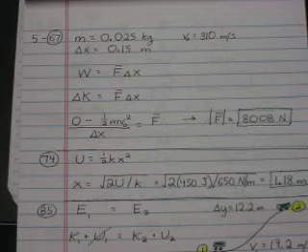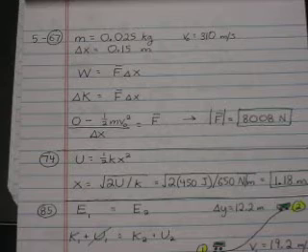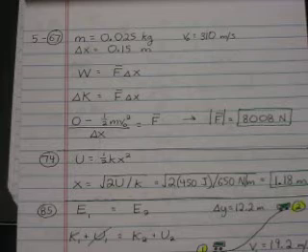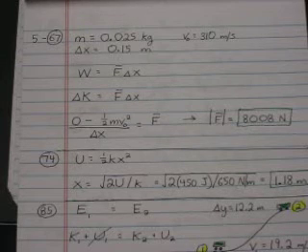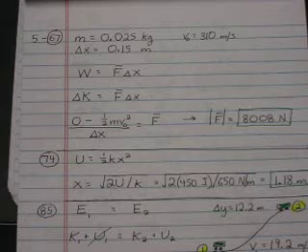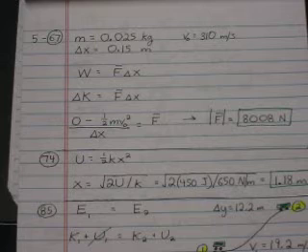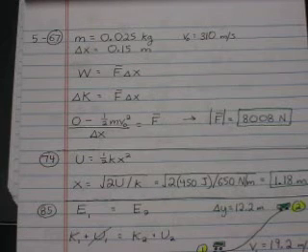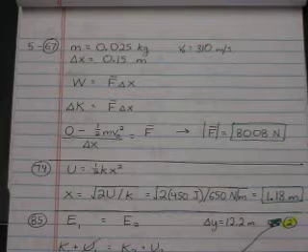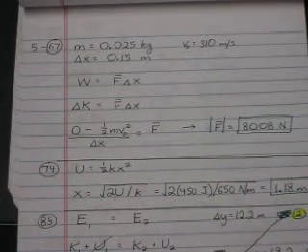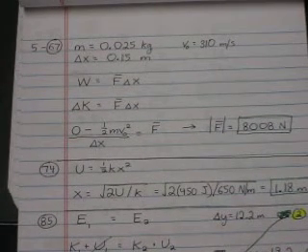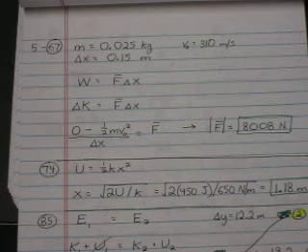Number 67. A 25-gram bullet, so we'll convert that to 0.025 kilograms, at 310 meters per second, travels 15 centimeters into a tree before stopping. So we have a final velocity of 0 meters per second. What's the average force exerted to stop the bullet? Well, you could do this using kinematics. Solve for the acceleration and then use F equals ma. But let's use principles learned in Chapter 5.